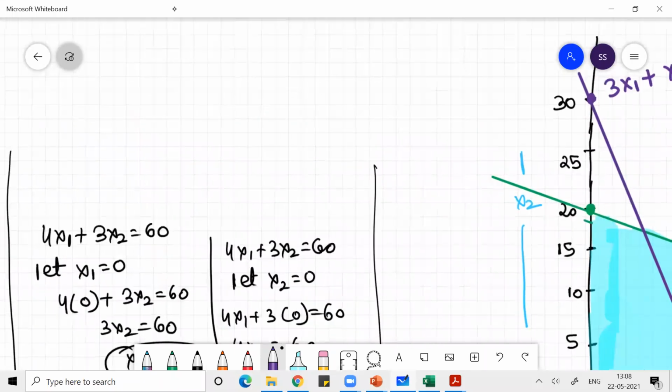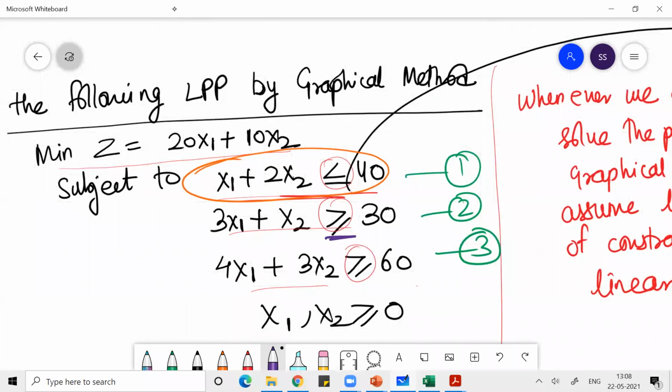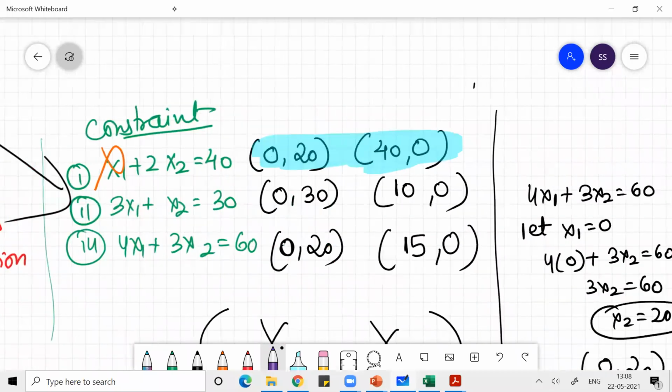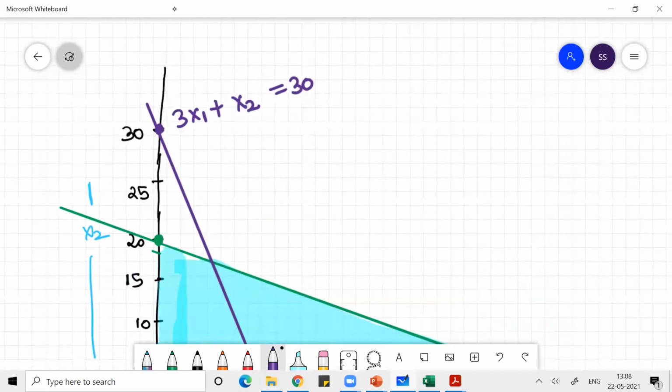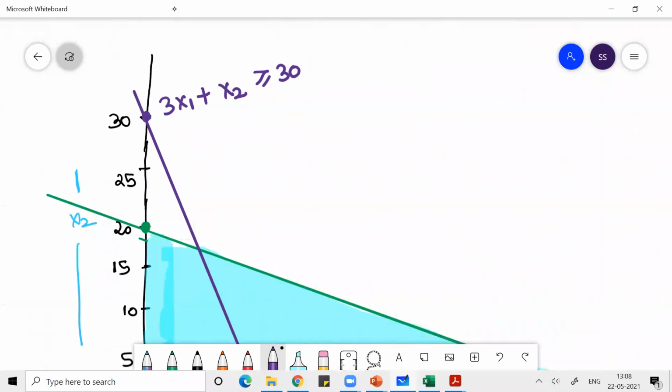Okay, but in reality, what is your real equation? 3x1 plus x2 is greater than or equal to 30. Your real graph is 3x1 plus x2 greater than or equal to 30. I hope you understand it.